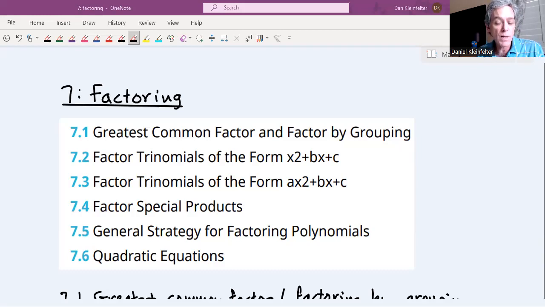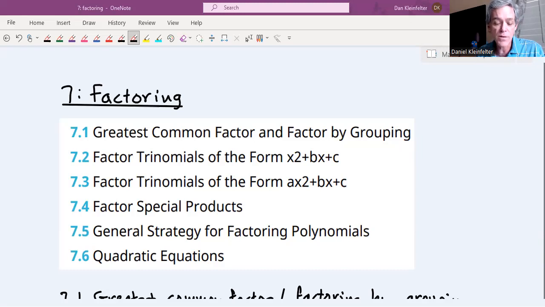Section 7.1, it says greatest common factor and factoring by grouping. So this introduces the idea of what factoring is and two frequently occurring ways of doing factoring. Then from there, it starts to get a little bit more specific.